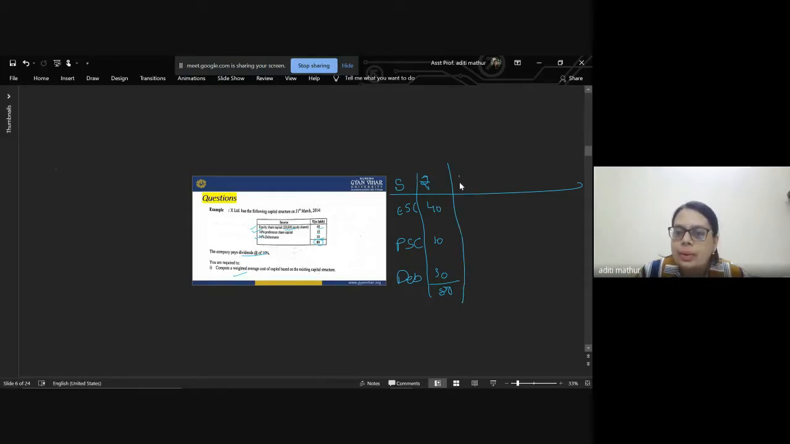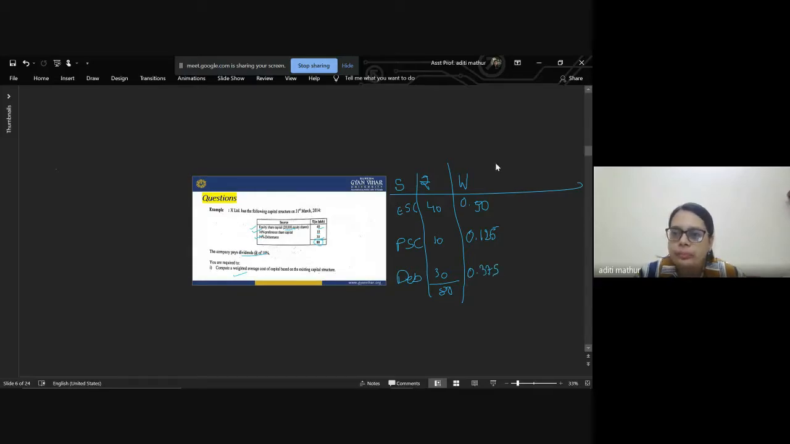Then we will calculate the weights. How to calculate the weight? Individual amount of the source divided by total capital, we will get the weight. So it is going to be 40 divided by 80, it is 0.50. For preference share, it is 10 divided by 80, it is 0.125. For debentures, it is 30 divided by 80, which will be 0.375.